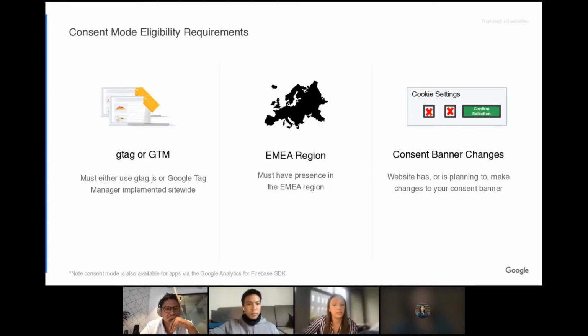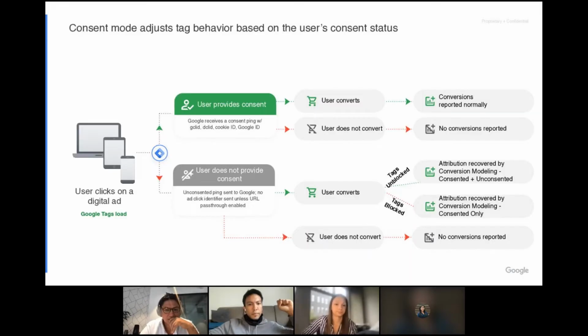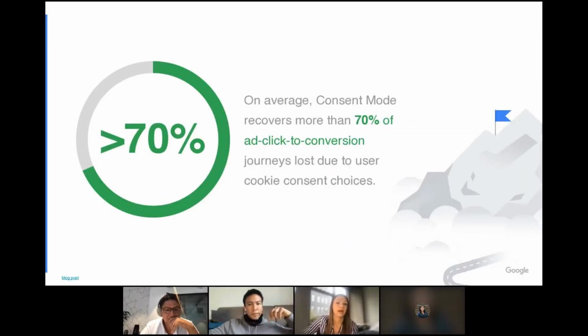To be eligible for consent mode, an advertiser needs to have Global Site Tag or Google Tag Manager in place, a presence in the EMEA region, so the EEA plus UK, or regions with relevant regulations. And then a consent banner. So either a consent banner in place or plans to put one in place before implementing consent mode. Next slide. Oh, go back one. So the advertiser benefit of consent mode. On average, it recovers more than 70% of ad click to conversion journeys that are lost due to cookie consent choices.